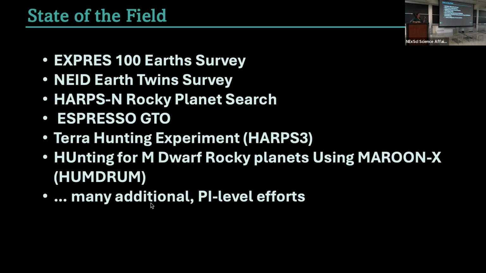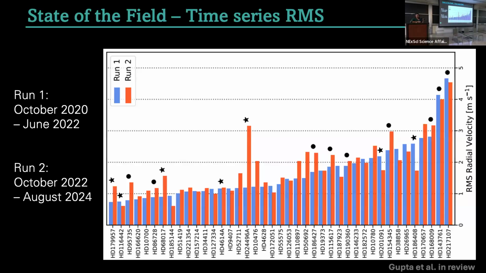And so this is just a handful of the ones that are ongoing right now. And there are also a number of additional PI-level efforts that are being run on all sorts of instruments. Okay. So ways we quantify the state of the field right now: a traditional approach is to take the RMS, the scatter of your RV time series over a long baseline.